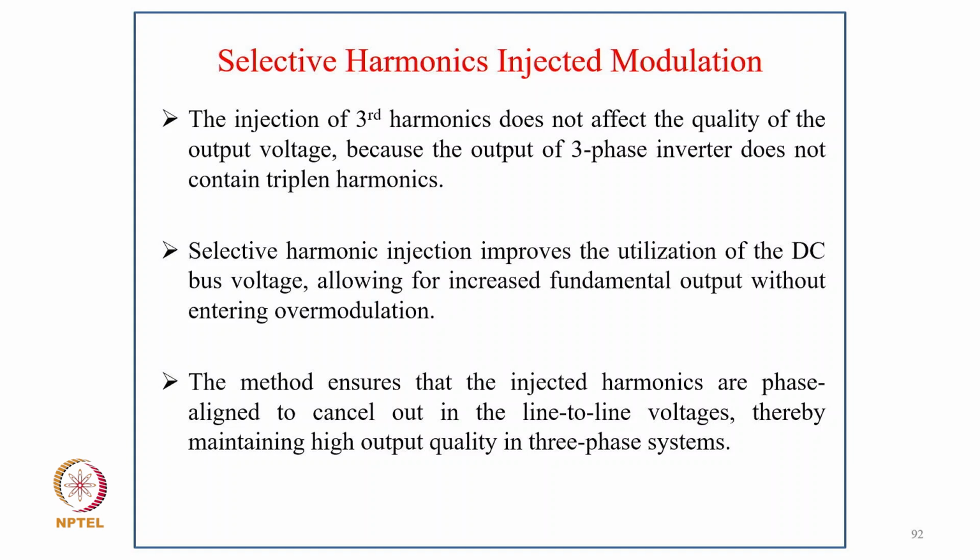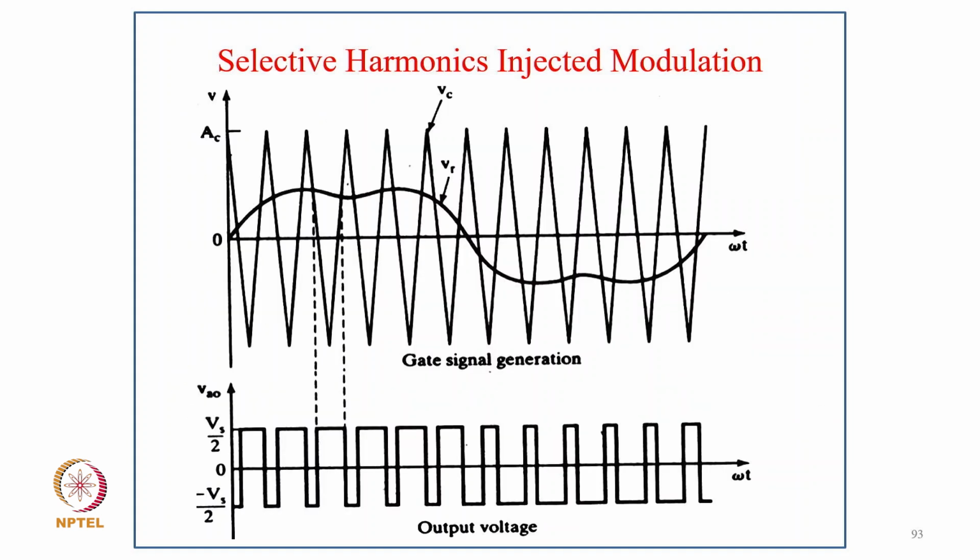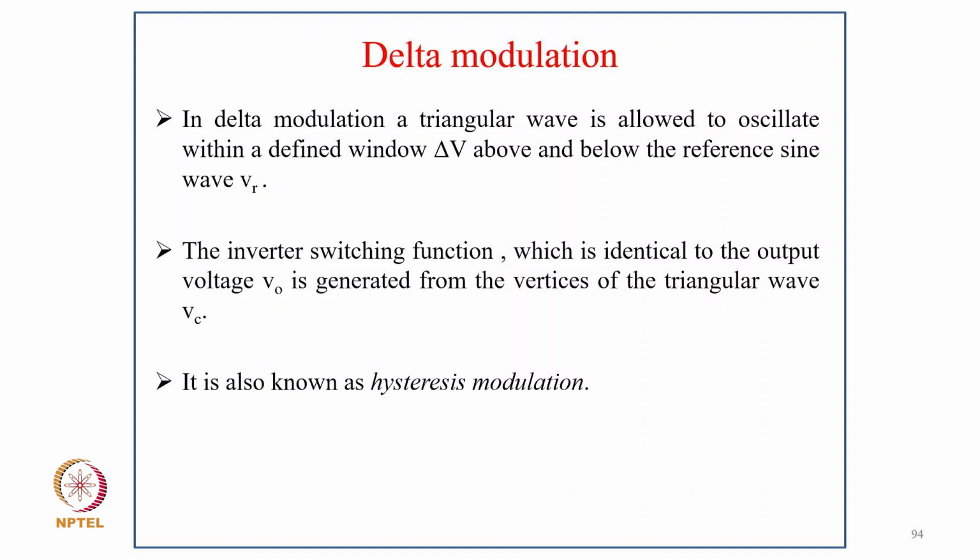And the method ensures that the injected harmonics are in phase, aligned to cancel out in the line-to-line voltage, thereby maintaining a high output quality in a three-phase system. And this is typically the selective harmonic approach where we compare the reference signal with the modulating signal and see how the output voltage is. So another is the delta modulation.